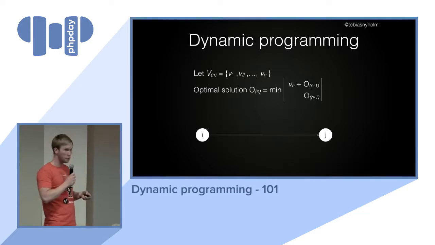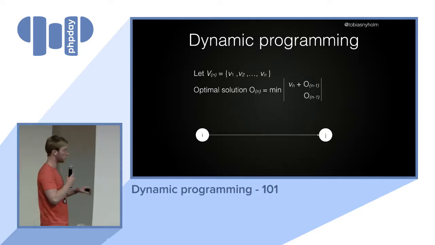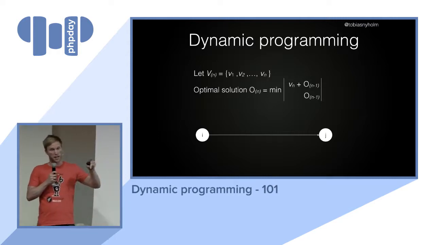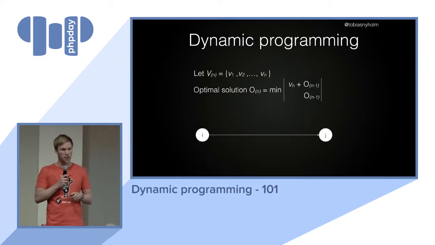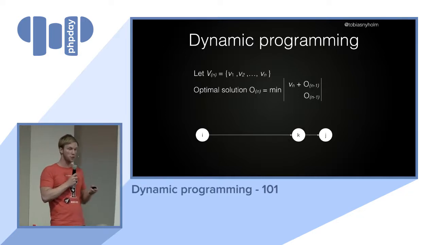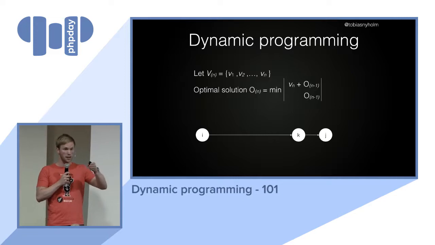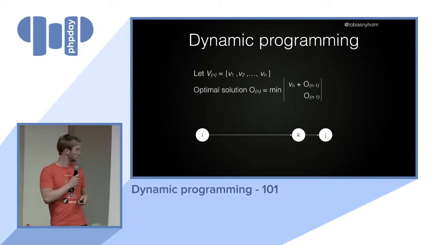And if you have even more math, you can say something like this. We know the optimal path is between I and J. That's a fact. And the node before J is K. So it's easier to find the optimal path between I and K and then just add on J.